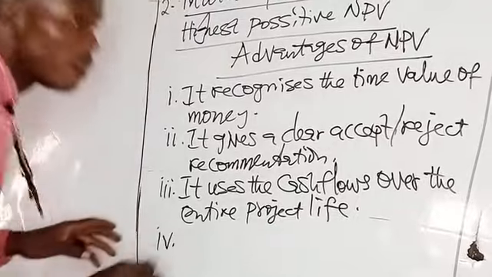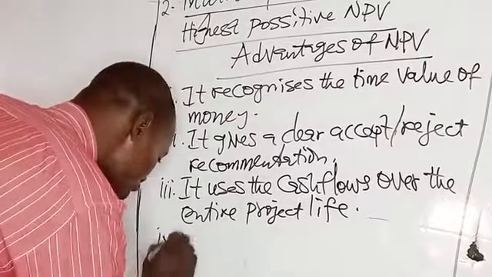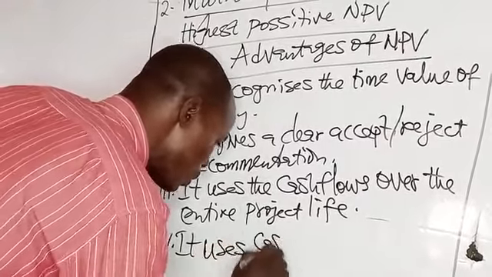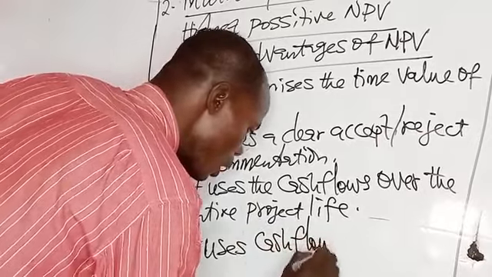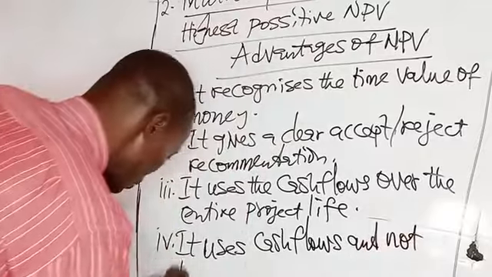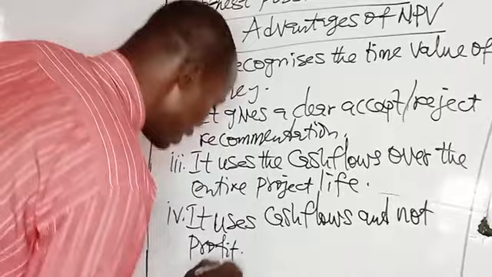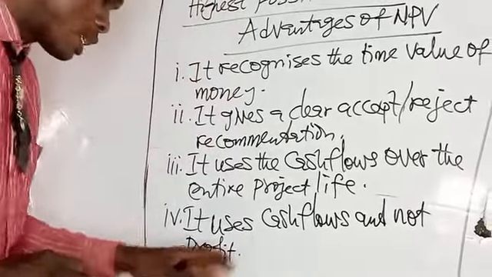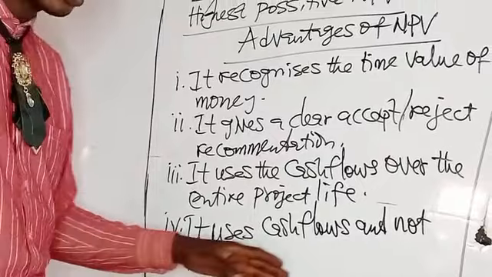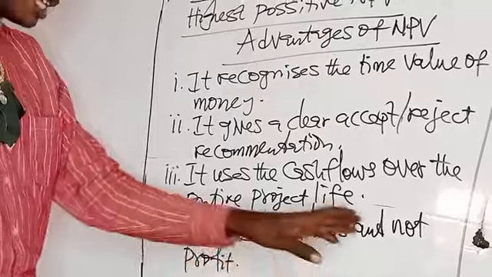Number four, it uses cash flows and not profit. I've told you, cash flow is superior to profit when it comes to decision making, unlike the accounting rate of returns that make use of the accounting profit. Net present value make use of the cash flows.